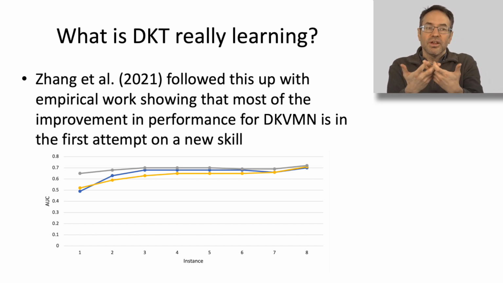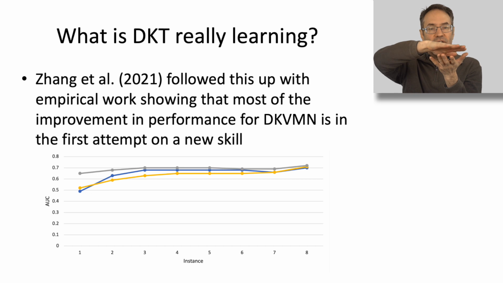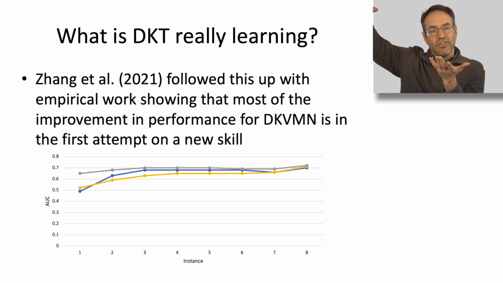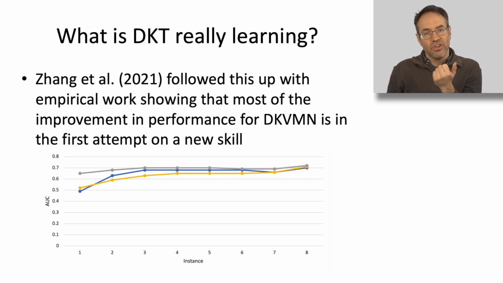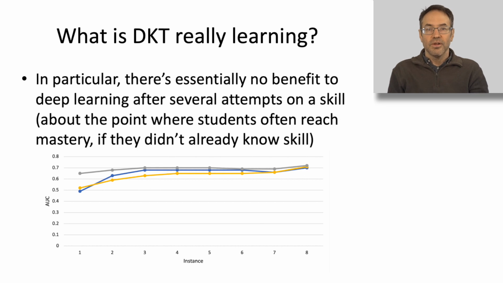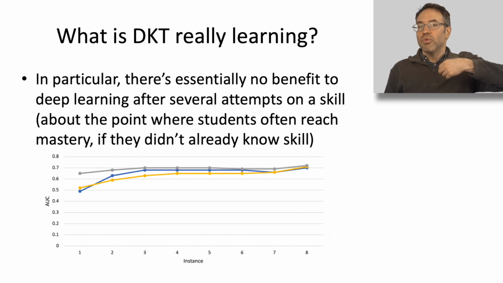More broadly, that benefit, and you can see on this graph here, dissipates mostly by the second practice attempt on a skill. In particular, there's essentially no benefit to deep learning after several attempts on the skill, which is about the point where students often reach mastery if they didn't already know the skill. So a lot of what DKT is doing is not helping us assess whether a student has reached mastery during their practice in an online learning system, but just what skills they probably already knew to begin with.